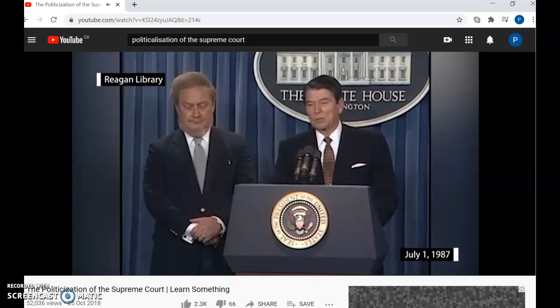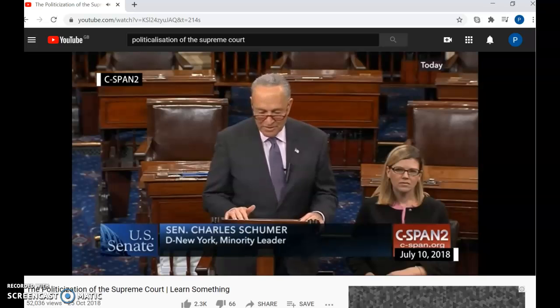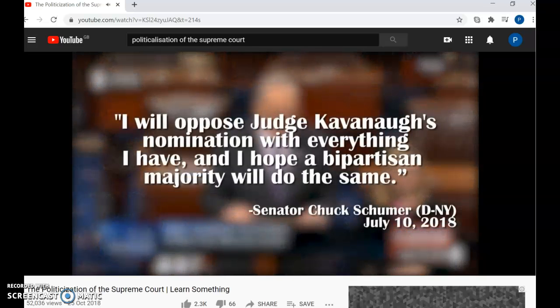To bring it back to the present, Senate Minority Leader Chuck Schumer said this just a couple of hours after Kavanaugh was announced as Trump's nominee. "I will oppose Judge Kavanaugh's nomination with everything I have, and I hope a bipartisan majority will do the same."